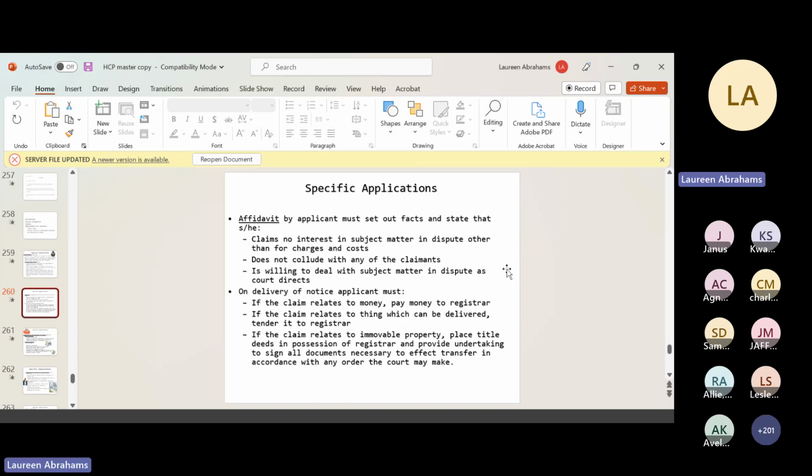On delivery of the notice, he must, if the claim relates to money, pay the money over to the registrar. If the claim relates to a thing which can be delivered, tender it to the registrar. If the claim relates to immovable property, he places the title deeds in possession of the registrar, and he provides an undertaking to sign all documents necessary to effect transfer in accordance with any order that the court may make. That is when he would use an interpleader.